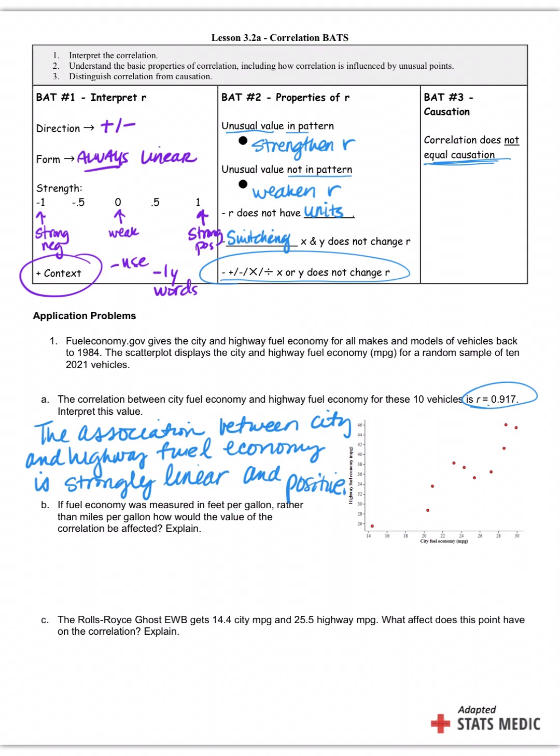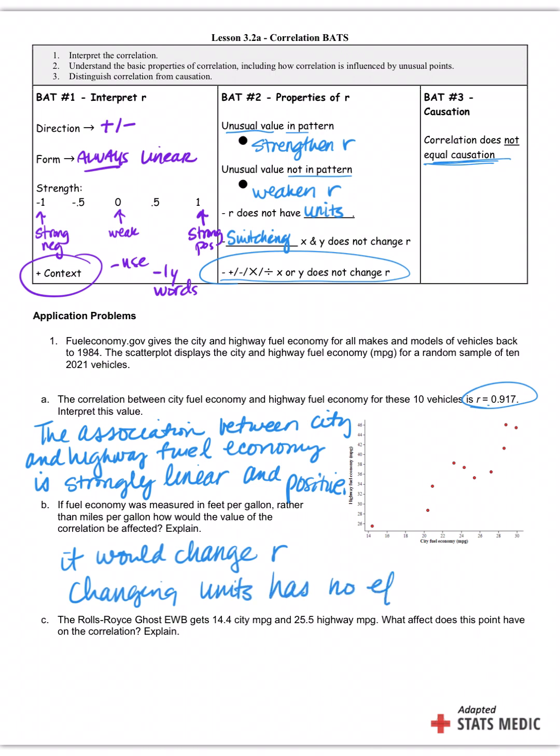All right, B, if the fuel economy was measured in feet per gallon, not when you're doing R values, only if you're doing the scatter plot. So if fuel economy was measured in feet per gallon instead of miles per gallon, how would that affect the R value? It doesn't. That would be terrible, right? It would not change the R value. Changing units has no effect.